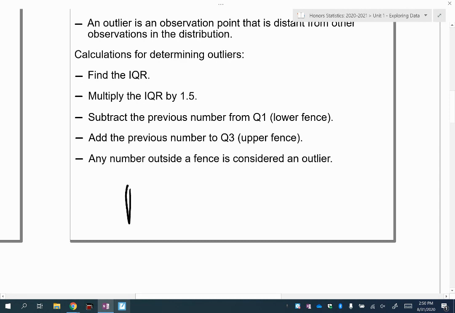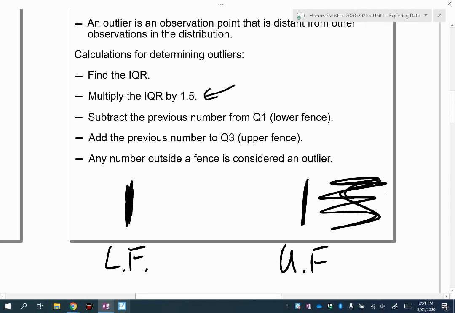So what we do is that's going to create what we call a lower fence. I call it LF for lower fence. Then you're going to take this number here, that 1.5 times the IQR, and add it to quartile 3. And that creates an upper fence. So any data values that are above the upper fence or below the lower fence are considered outliers.